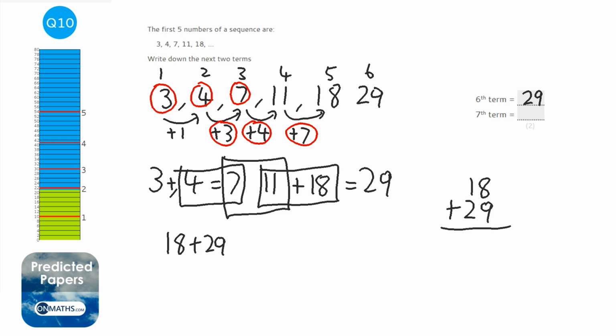So 9 plus 8 is 17, and that's going to be 3 plus 1, which is 4. So it's going to be 47. So the 7th term is going to be 47.